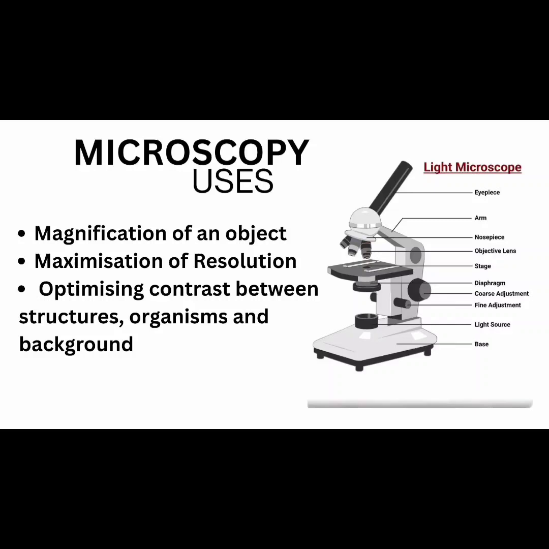You can look at the parts: eyepiece, arm, nose piece, objective lenses, stage, diaphragm, condenser, coarse adjustment and fine adjustment, light source and a base.